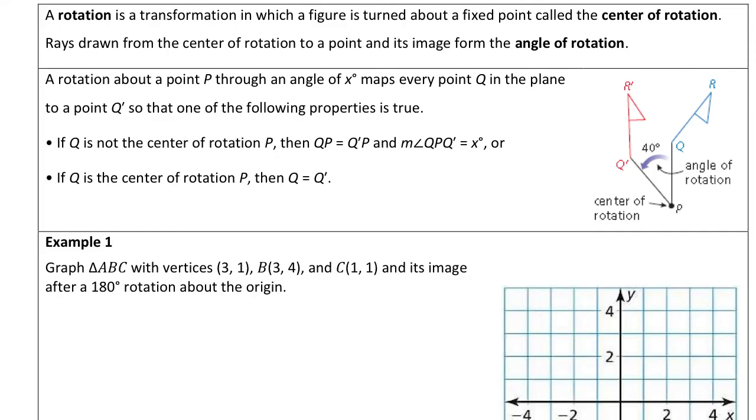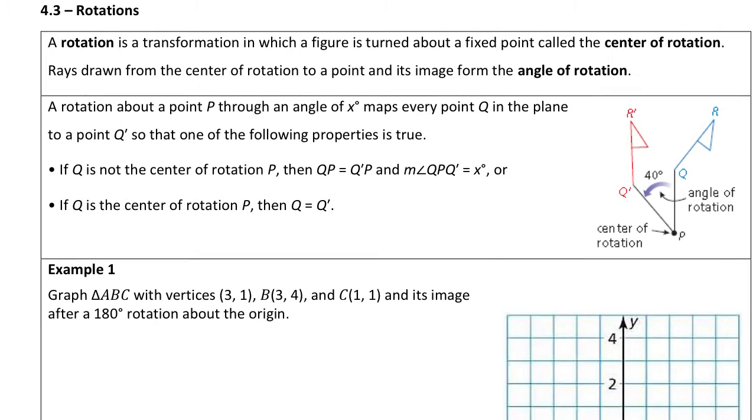Okay, so we are at Unit 4, Lesson 3. And this transformation that we're going to learn about today is a rotation. A rotation is a transformation where we turn a figure around a fixed point, and that point is called the center of rotation. We can rotate things any amount of degrees we want. That angle we rotate is the angle of rotation.